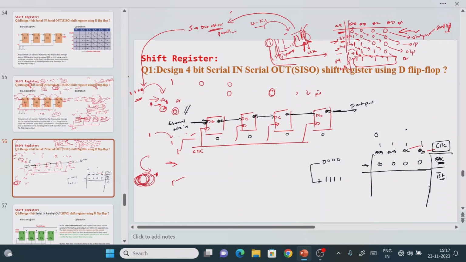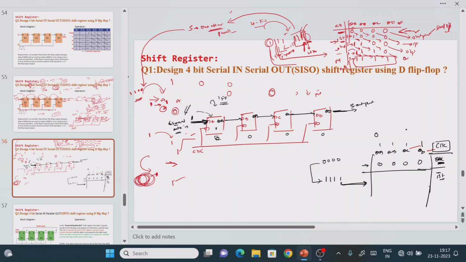Now where are we giving the external data input? Serial, right? So this is the first flip-flop, right? Here only we need to insert the external data, right? So this data we are trying to insert into the first flip-flop. Now what value do we need to consider? 1. The moment we have the connection, if 1 goes here, then what will happen? It will store 1, right?